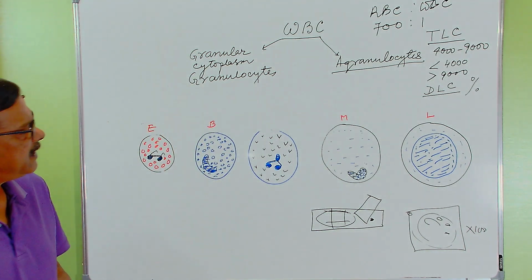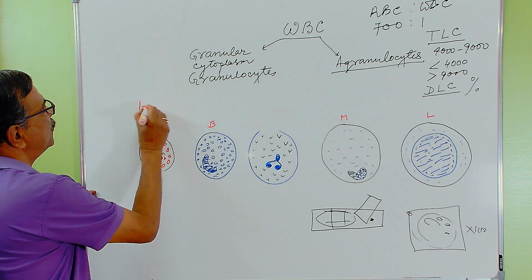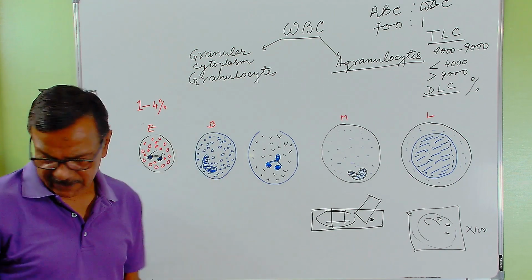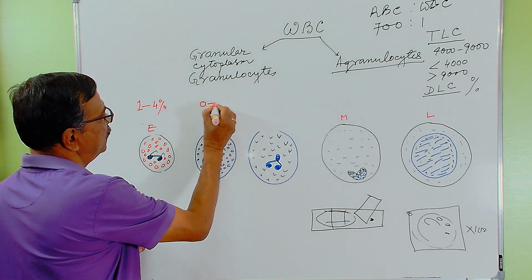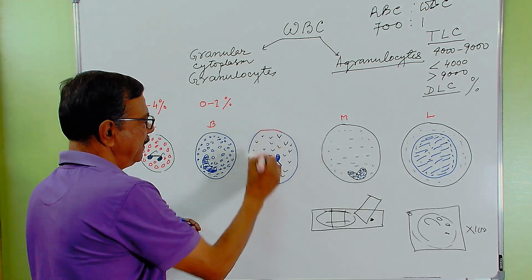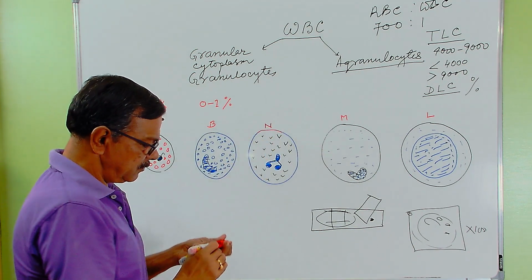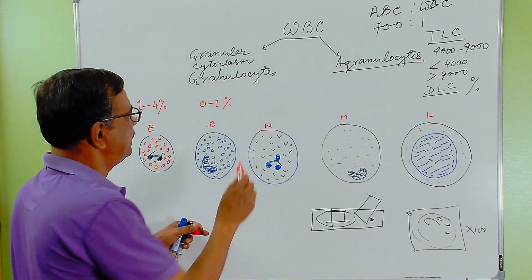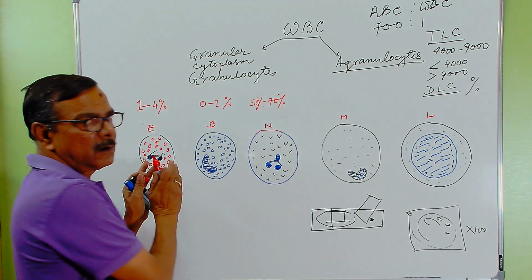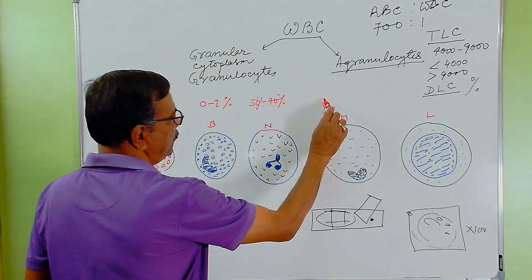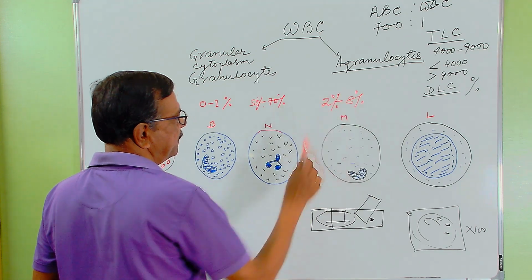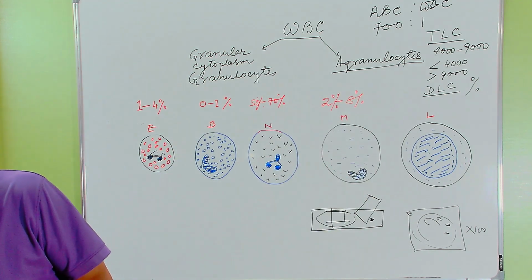Now, you see, eosinophil is 1 to 4%. Clear? Then, basophil is 0 to 1%. Clear? Neutrophil is more. Neutrophil is 50 to 70%. Monocyte is double of this: 1 is equal to 2, 4 is equal to 8, 2% to 8%. In this way, you will remember 2 to 8%. And lymphocyte is 20 to 25%.